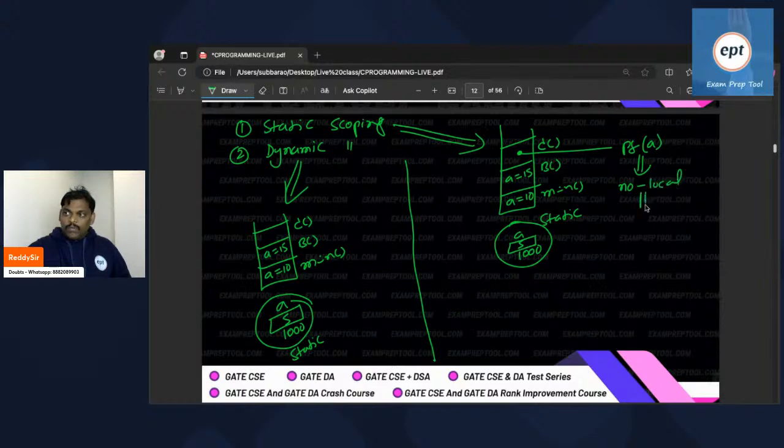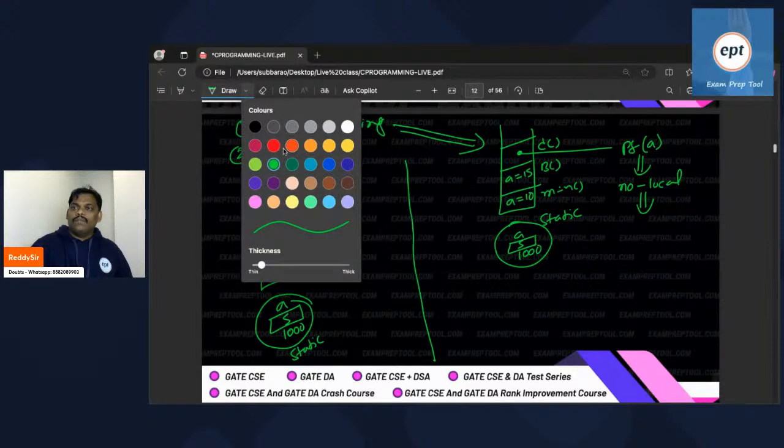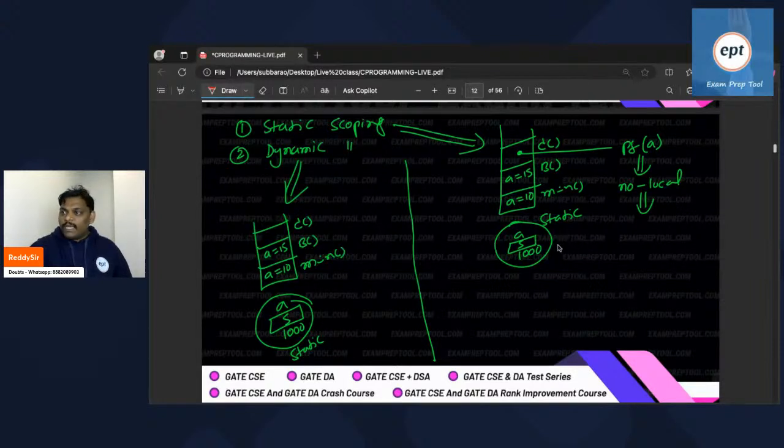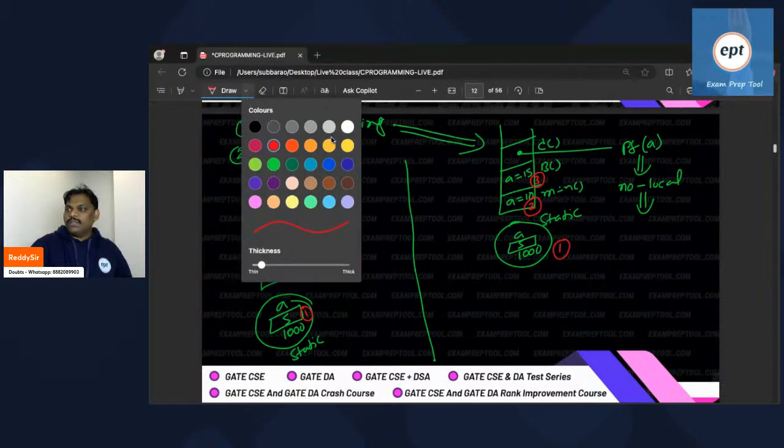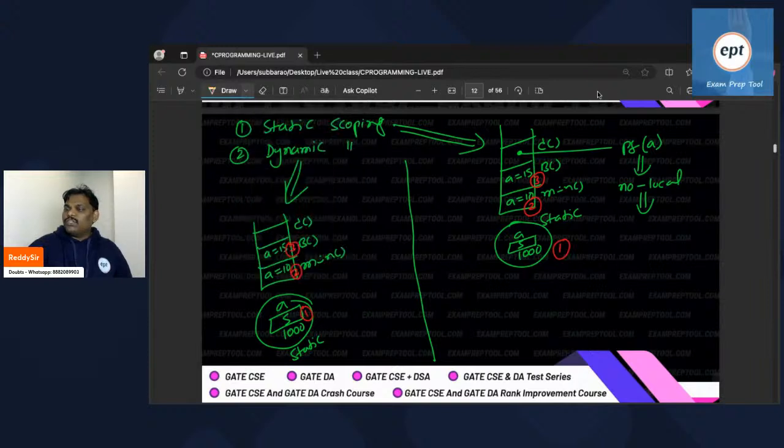So remember everyone, very interesting one. As of now, we already have 3 A's available: 1, 2, 3. First he came, next he came, next he came. But the problem here is, you are saying print A, you are in the C function, you are saying print A, no local.